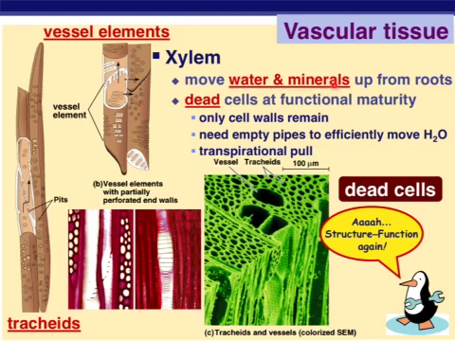So think of them as giant straws that run from the very bottom of your plant all the way up to the very top of your plant. The only part of the cell that still remains is the actual cell wall. You need that empty space so that you can move water.